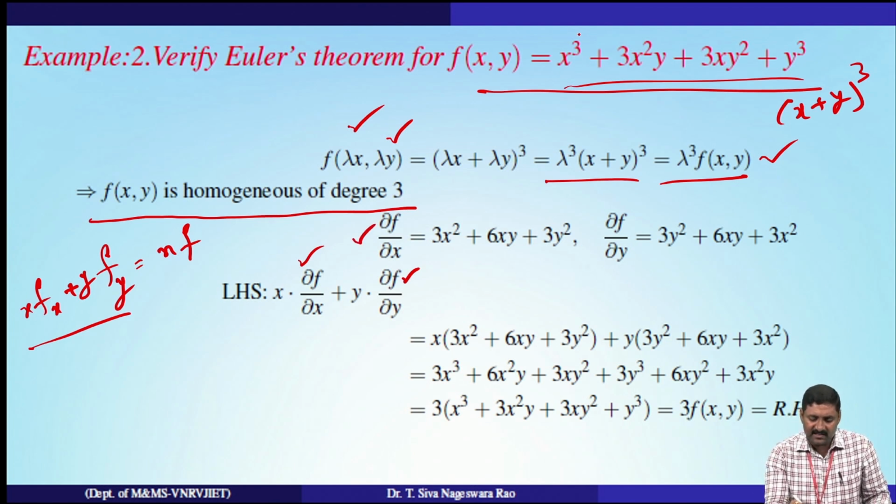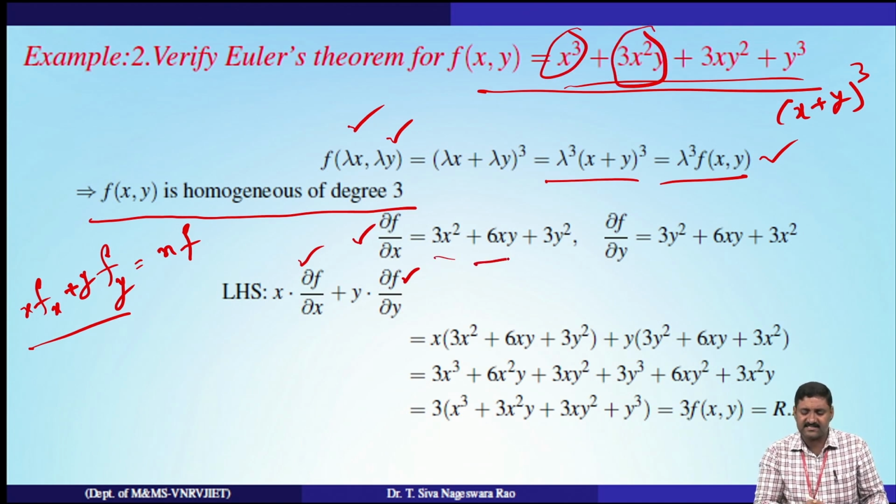Then, the derivative of x cube is 3x square. The derivative of 3x square y is 6xy. The derivative of 3xy square is 3y square. And the derivative of y cube is 0.